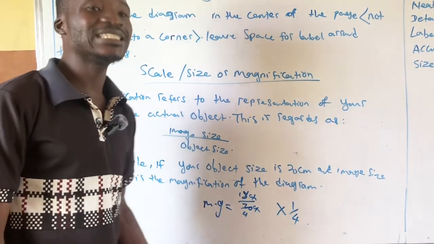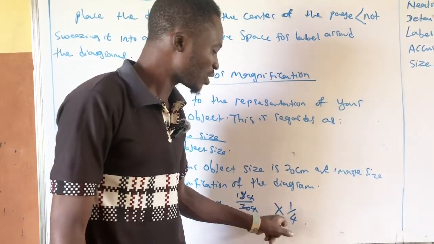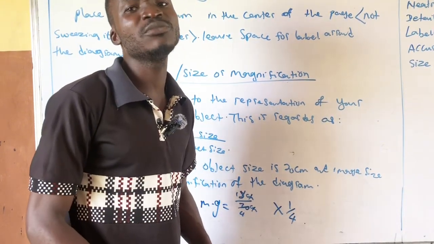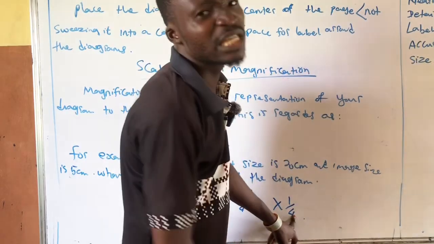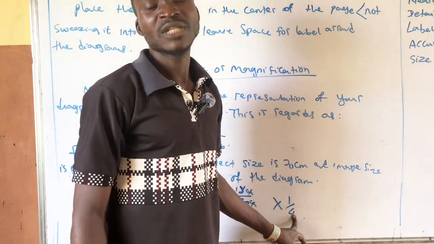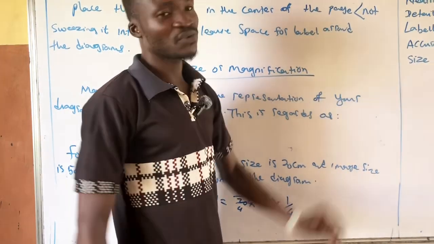So if you draw any diagram and you put times 1 over 4, it simply means what you are having is 1/4 of the original image or the original diagram. Did you get what I'm saying? Now let's check this place before I give you an example.